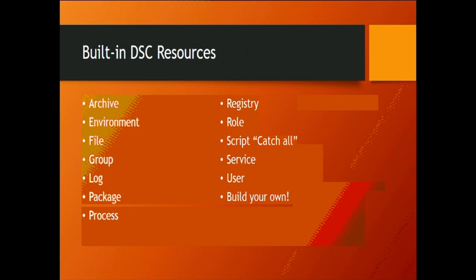So desired state configuration has a concept of resources. It's almost like many functions that you can define how to act on different resources with DSC. You can work with zip files, your environment, registry. Through role, you can install Windows features. Using the script resource, it's pretty much a catch-all. So any kind of PowerShell script that you can do outside of DSC, you can also do within DSC as well.